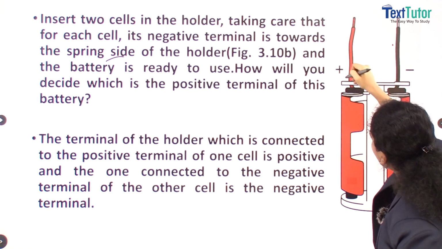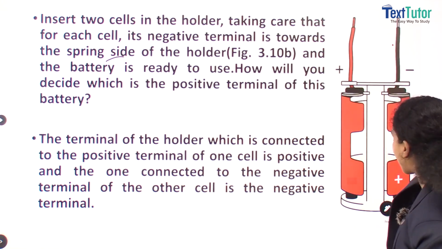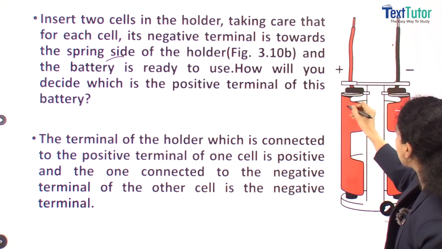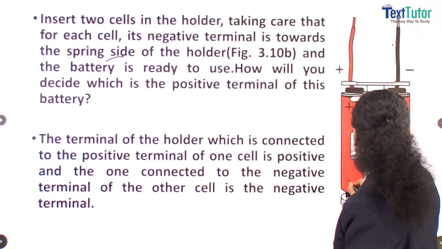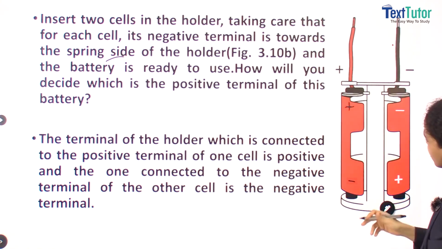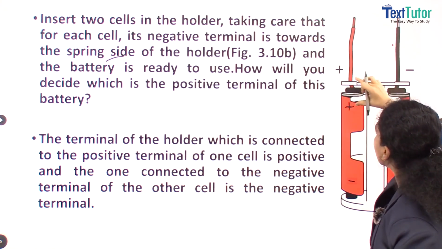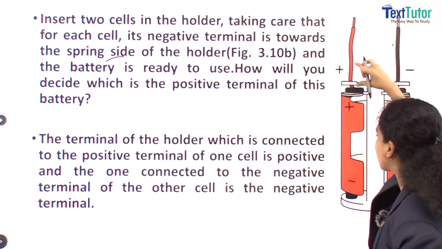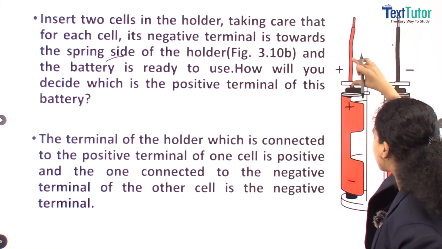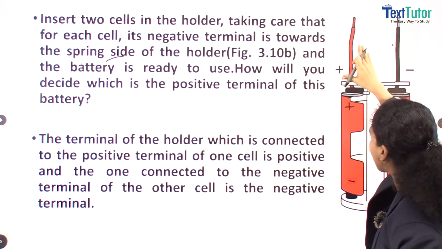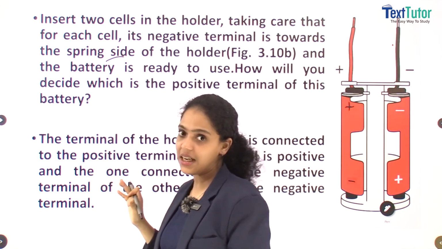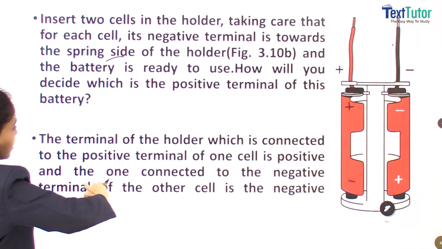Here the positive part of the battery is connected with the positive. So here is the positive. Okay. The positive part of this electric cell is connected with this wire, and this is the positive terminal. So here there are two terminals.